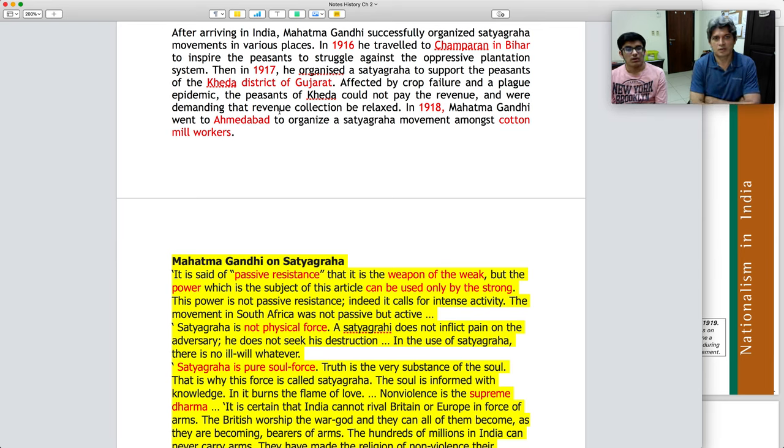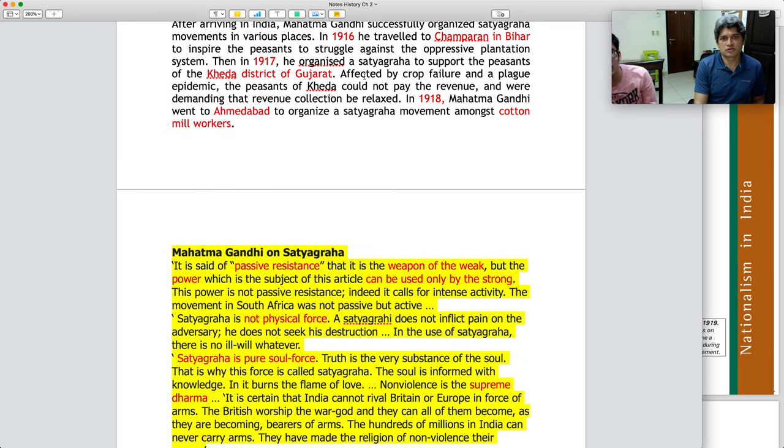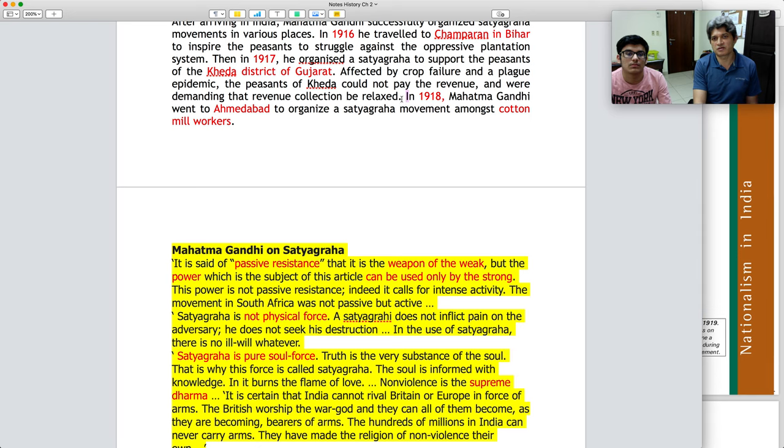Good. And the next year, in 1917, he organized a satyagraha to support the peasants of Kheda district of Gujarat. So Kheda district, this is another one, but you must remember these names. Yes. So affected by crop failure and a plague epidemic, the peasants of Kheda could not pay the revenue and were demanding the revenue collection to be relaxed.